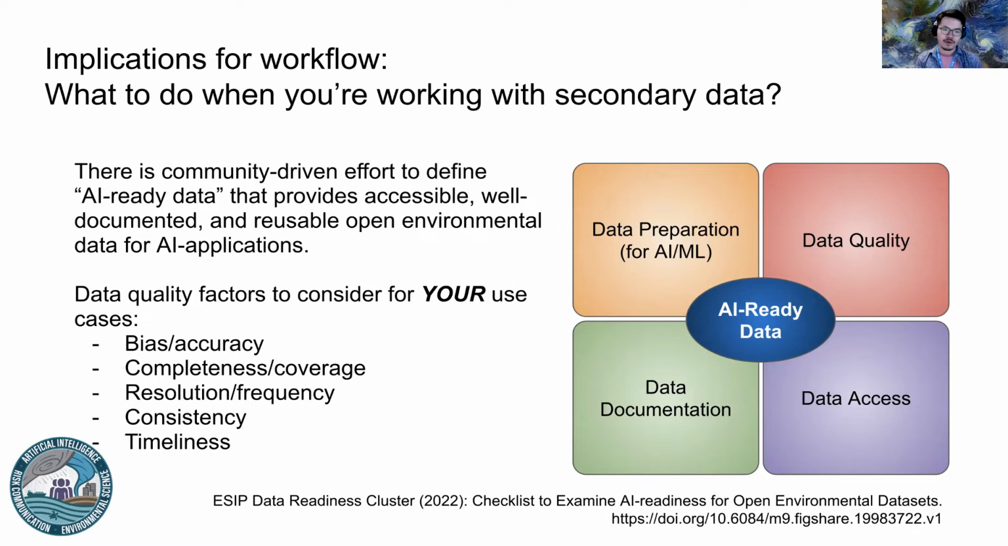So some data quality factors to consider when you're choosing or using secondary data include bias and accuracy, which I believe Amy and myself have shared some examples of early on. So you really need to understand the bias and accuracy of that. And if you are a data producer, then you want to make sure that you provide that bias and accuracy information about your data set, so people can really trust the data that they use for their model development.